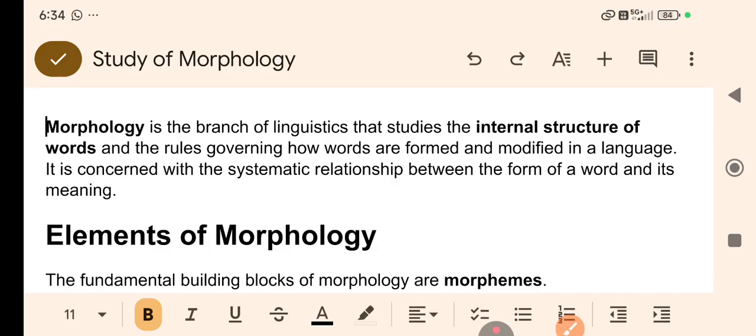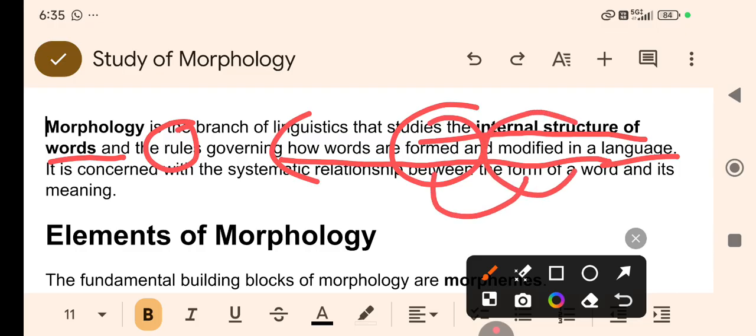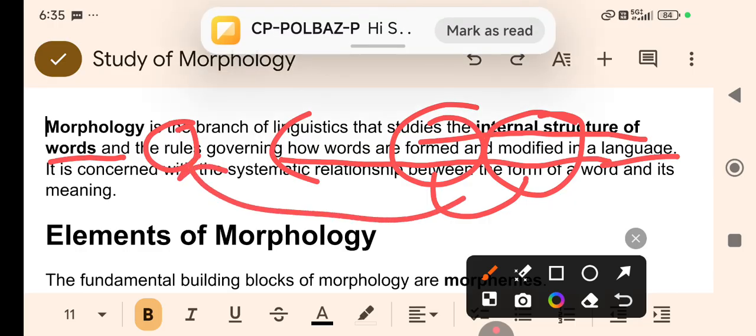So what is morphology? Morphology is the branch of linguistics that studies the internal structure of words, and the rules governing how words are formed and modified in a language. So, how words are formed and how words are modified, that rule is discussed in morphology, right?